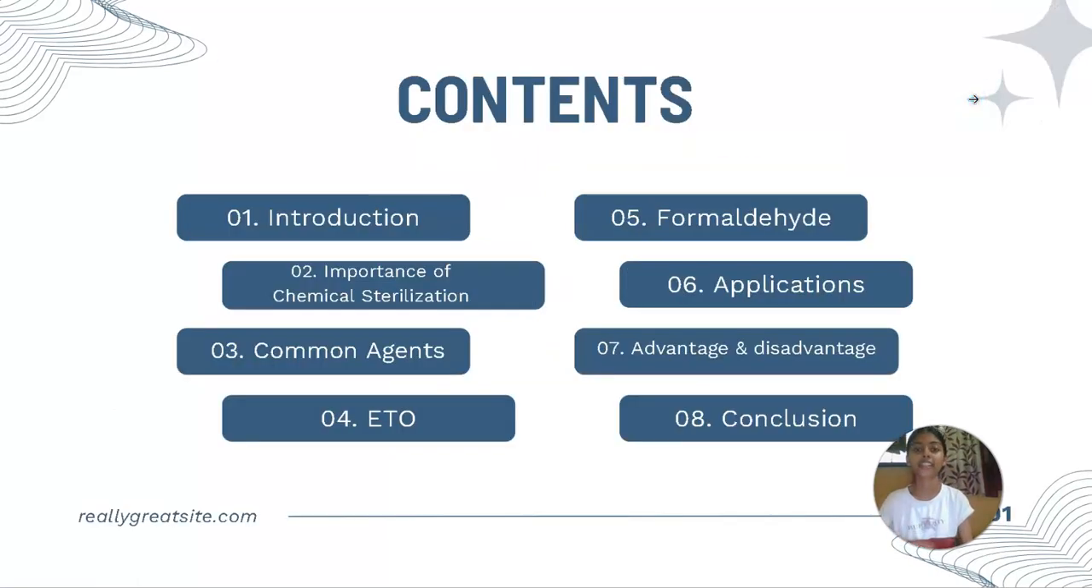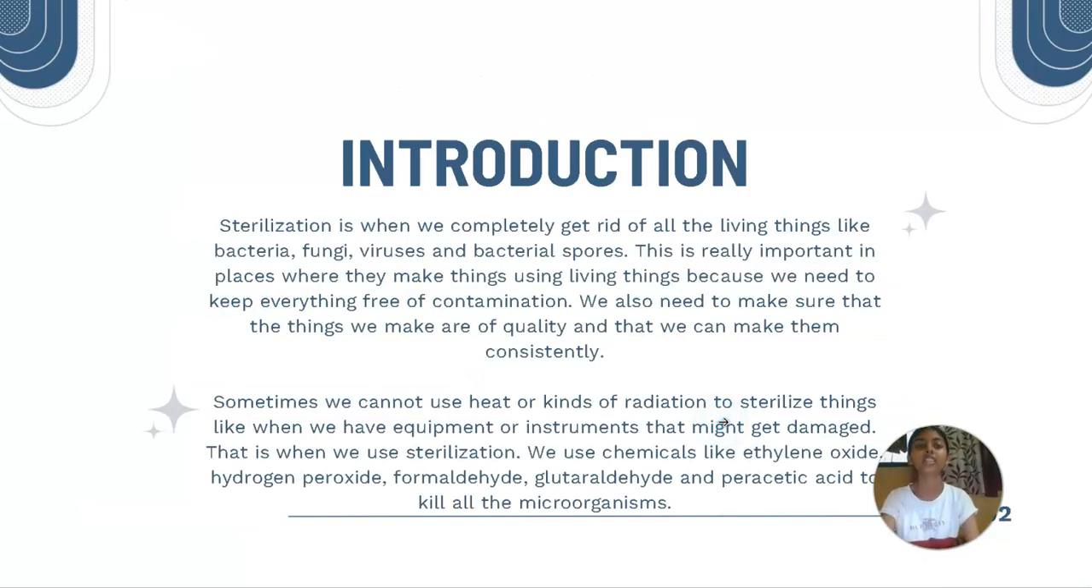So first, this is the content slide. There are some topics that we are going to see in the coming video. The first is the importance of it, the common agents that are used in chemical sterilization: ETO, which is the most used, and then there is formaldehyde, butyraldehyde. Then we are going to see the applications of the sterilization method, and advantages and disadvantages. Now we will see the introduction part.